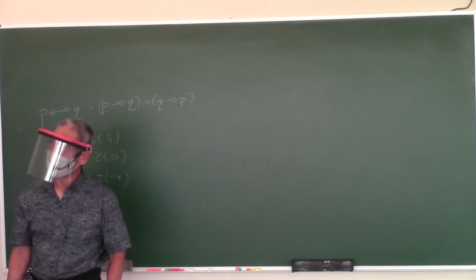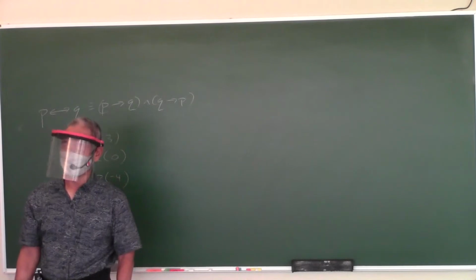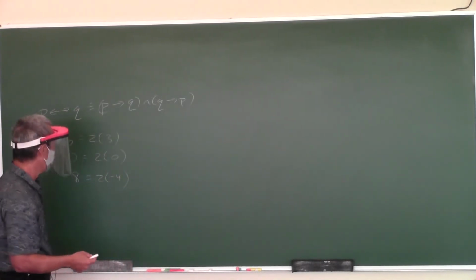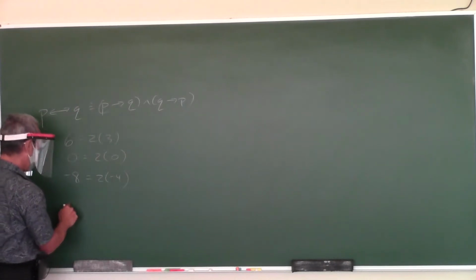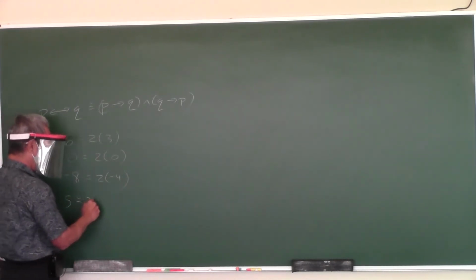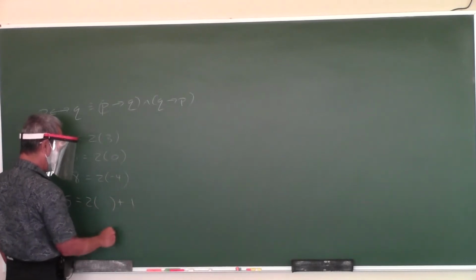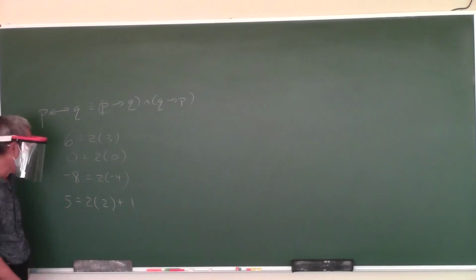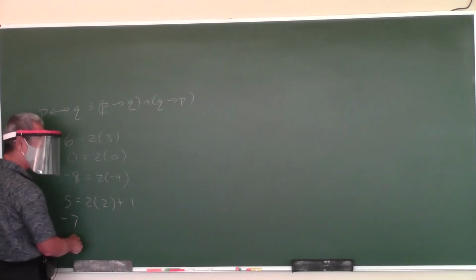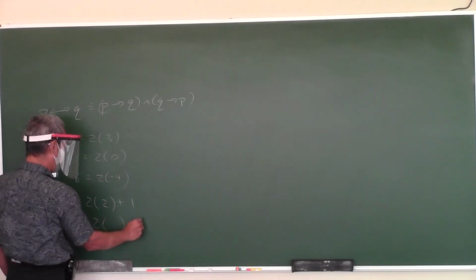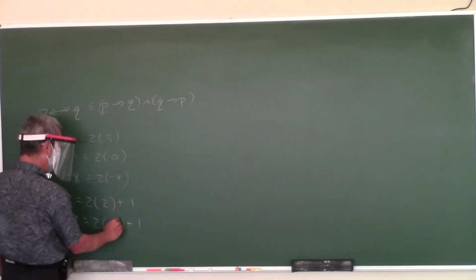Okay, B. A is odd if and only if A is equal to 2k plus 1 for some integer k. So is 5 an odd number? Yes. Why? 2 times 2 plus 1. There you go, now you're getting the hang of it. Because it's equal to 2 times 2 plus 1. Is negative 7 an odd number? Yes, because it's equal to 2 times something plus 1. And what is that something? Negative 4. There you go.